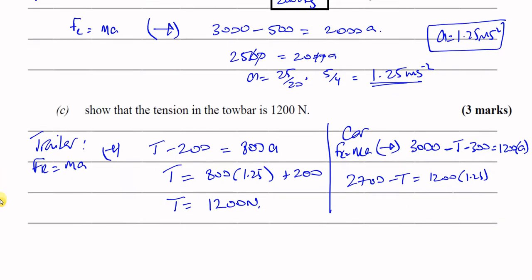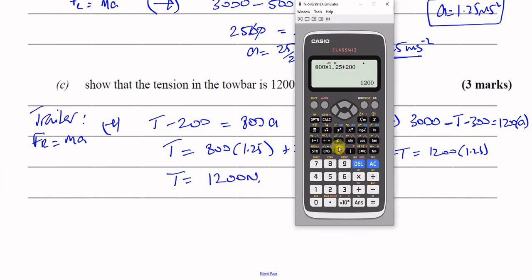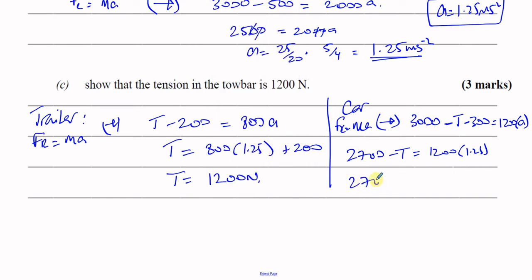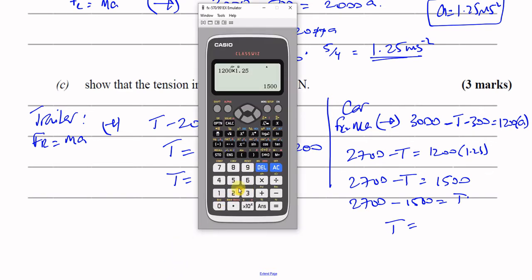So we're going to have 1,200 times 1.25. That gives us 1,500. So I've got 2,700 minus T equals 1,500. Was that 1,500? Yes. So then I can say 2,700 minus 1,500 equals T. So T is equal to 2,700 minus that, and you can see we're going to get 1,200, exactly the same answer.